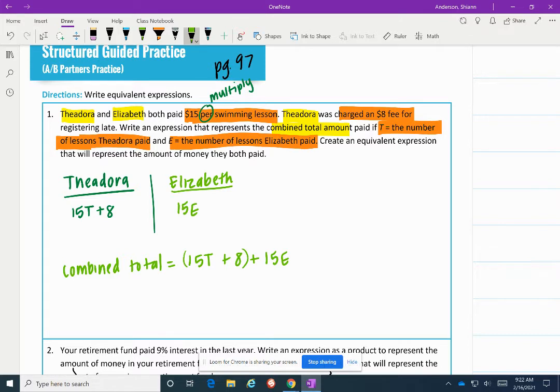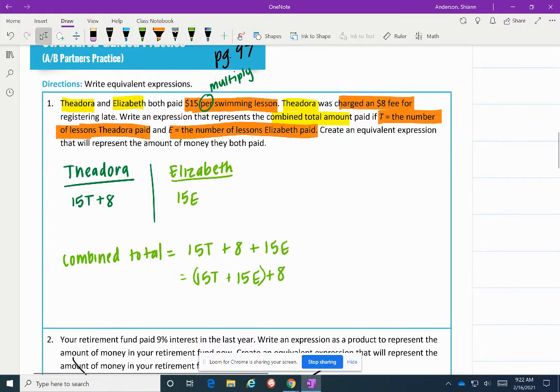Now, I can just leave my answer like this, or they want us to write an equivalent expression, so we can just move some numbers around. Because everything is addition, I can get rid of these parentheses. I don't need them. I'm going to put my 15T plus, I'm going to move 15E next to it, and plus 8. This is where we start to factor, and I'm just going to factor out of here.